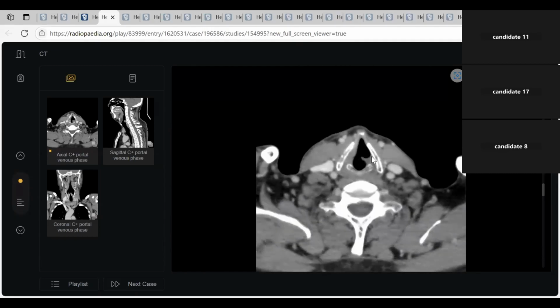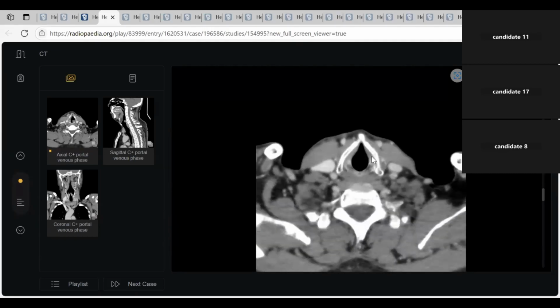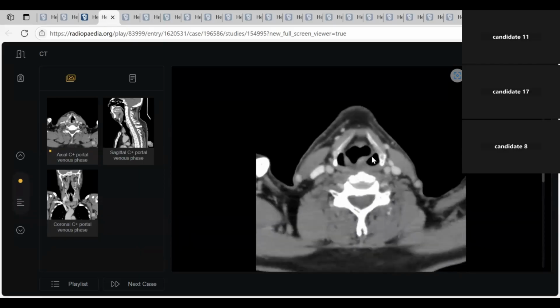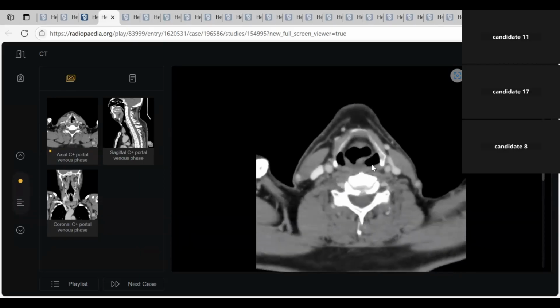And this is the same sign. There is dilatation of the piriform fossa. Why? Because after the paralysis, the arytenoid cartilage is directed medially and the cord laterally. I bring these cases because this process is confusing. The cord itself is lateral, but the arytenoid cartilage is medial, so the piriform fossa is dilated.